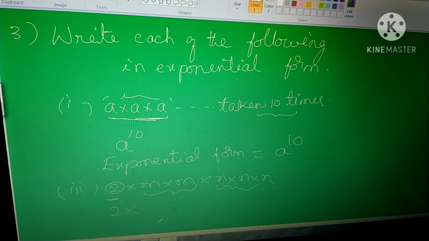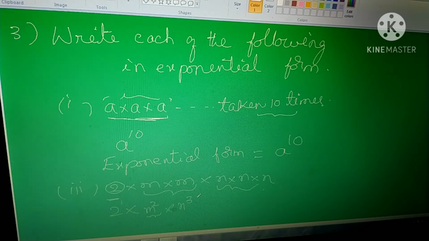And after that, how many times is m repeating here? That means how many times are we multiplying this m here? See, in the base you have to write that particular variable. After writing this base, we have to mention the power. 2 times we are multiplying m here, so in the power mention 2. That means we are multiplying m 2 times. Now coming to this n. Power of n means how many times? 3 times. So in the power place we have to write 3.